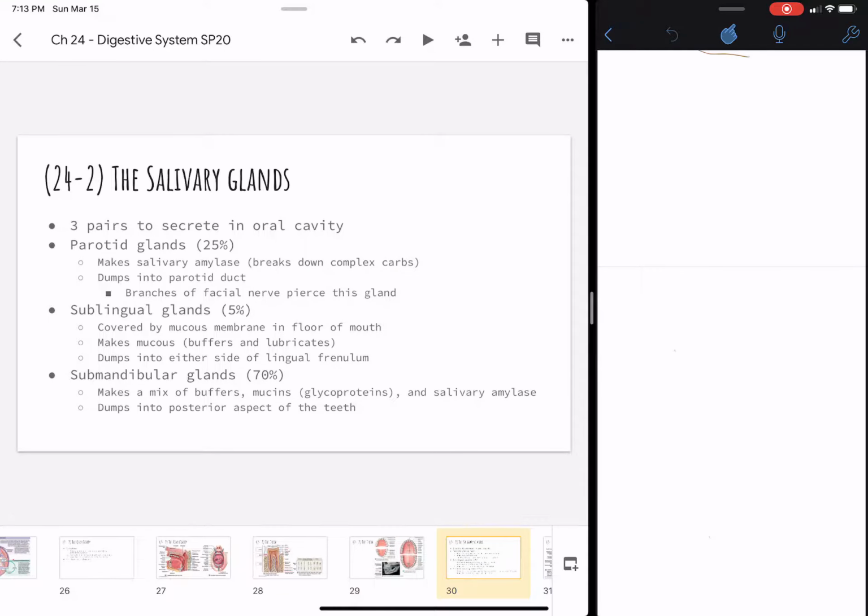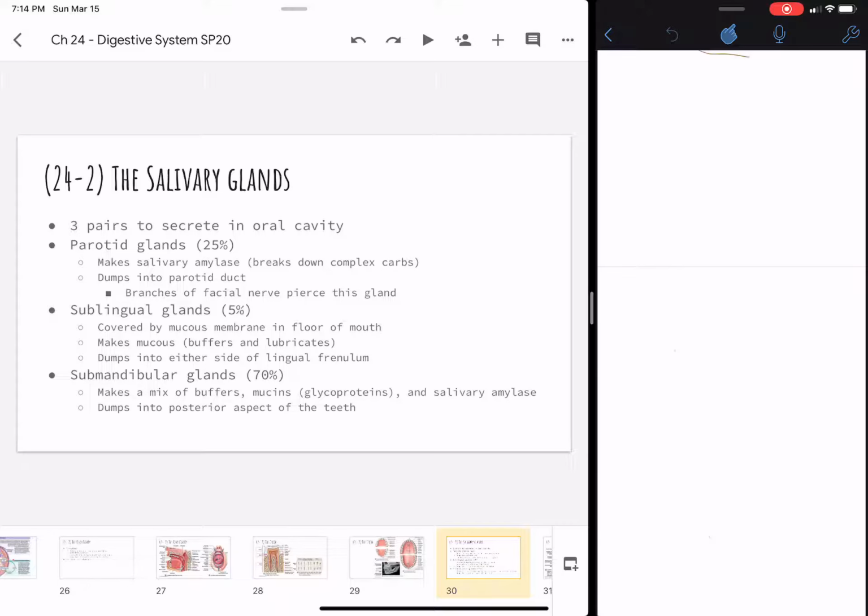Then we have a set of salivary glands. We have three pairs, or three bilateral pairs. These salivary glands are secreting mucus into the oral cavity. The names of each of them: parotid, sublingual, and submandibular. Submandibular creates the most mucus for the mouth, with parotid coming in second and sublingual third. Whenever you name these, you should make sure that you call them the submandibular salivary gland or the parotid salivary gland or the sublingual salivary gland.